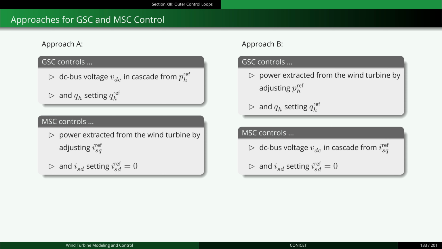In approach B, however, the grid-side converter controls the power extracted from the wind by adjusting the delivered active power, and the machine-side converter controls the DC bus voltage in cascade from the Q-axis current. Approaches A and B manage active power differently but reactive power similarly. In both cases, the grid-side converter controls the reactive power at the desired set point, and the machine-side converter controls the D-axis current to 0.